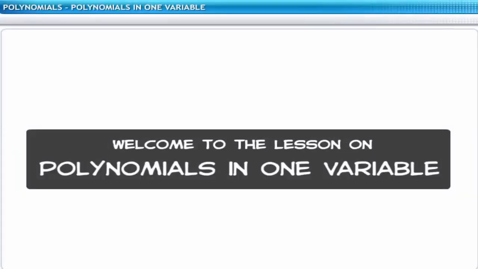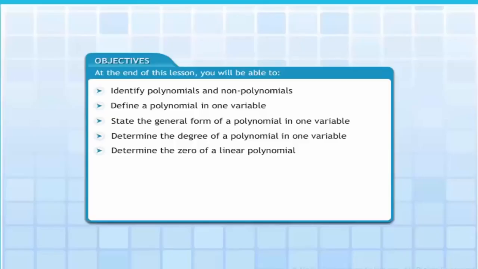Welcome to the lesson on polynomials in one variable. At the end of this lesson, you will be able to identify polynomials and non-polynomials, define a polynomial in one variable, state the general form of a polynomial in one variable, determine the degree of a polynomial in one variable, and determine the zero of a linear polynomial.